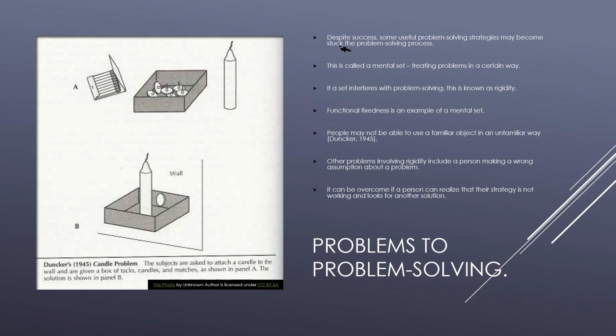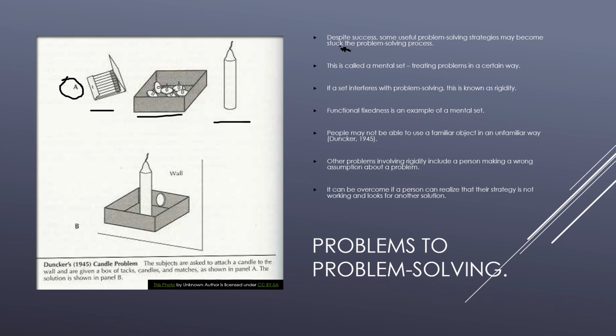So, for example, functional fixedness is an example of a mental set. So people may not be able to use a familiar object in an unfamiliar way. This was by Duncker in 1945, or around that time period. And on the picture here, I provide an example of his situation. So look at letter A here. They gave people a box of matches, a box of thumbtacks, and a candle. And what the experiment asked people to do was to attach the candle to the wall using only these objects.